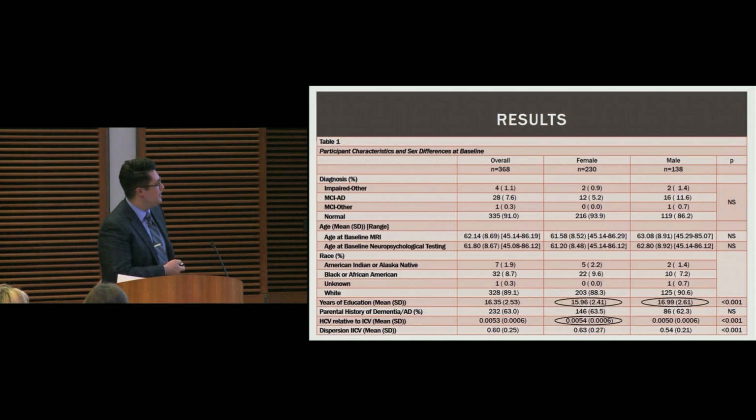In females, we saw that it was larger than in males. And dispersion IICV in females was also larger than it was in males. So it's an interesting finding when you see a larger hippocampal volume and also a greater degree of cognitive variability.